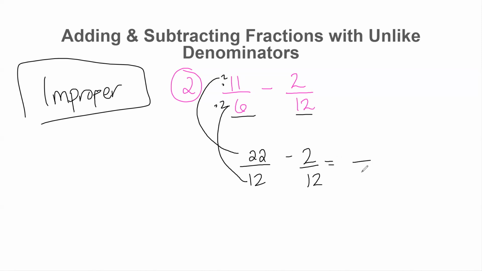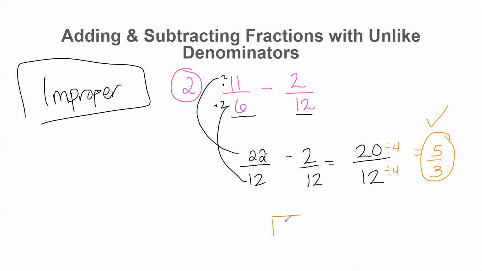Now we're ready. Common denominator is 12. 22 minus 2 is 20. So we're looking at an answer of 20/12, which is correct, but it can simplify. Both of those numbers can be divided by 4, so go ahead and simplify, giving us 5/3. That is good if you're allowed to leave it improper. That is the simplified improper.